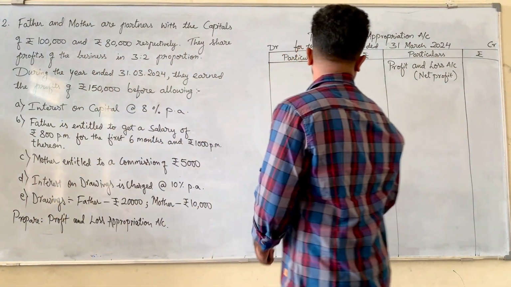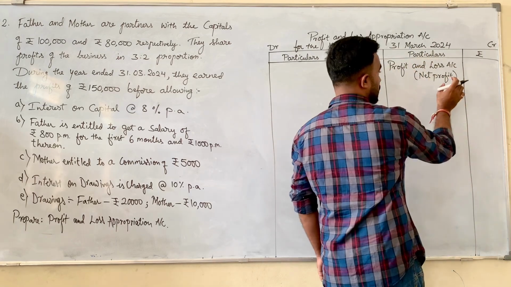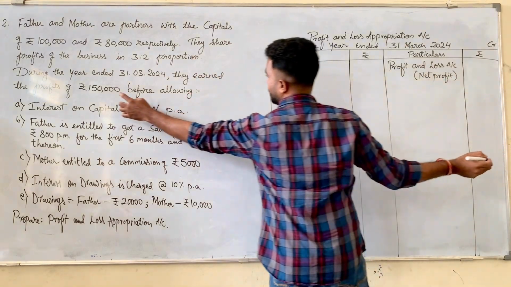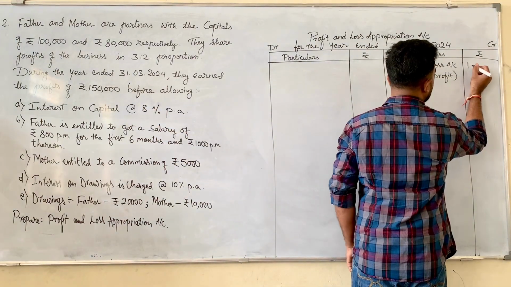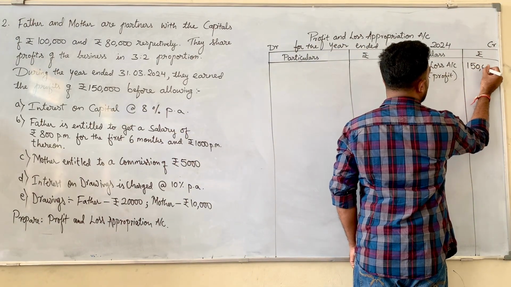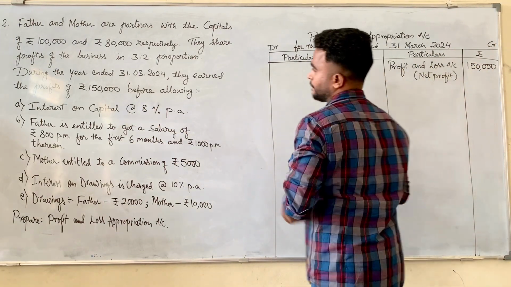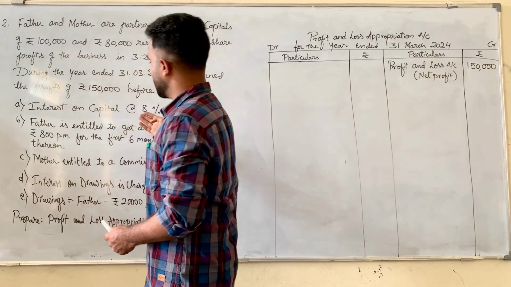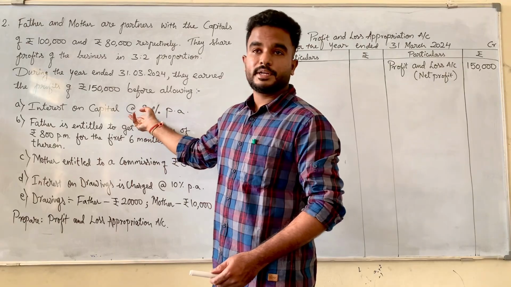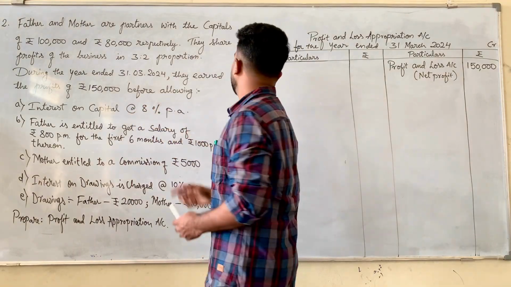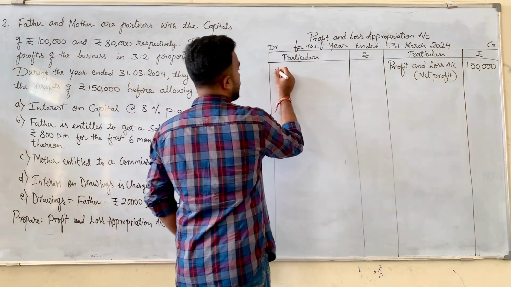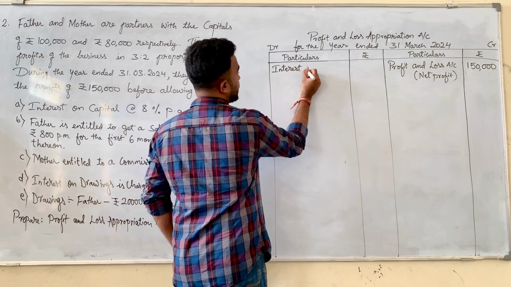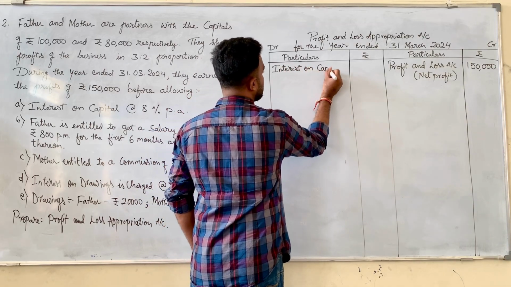Profit and loss appropriation account starts with profit and loss account, net profit. How much net profit did they earn during the year? 1,50,000. Okay. And now they had given interest on capital. We have to allow what? Interest on capital. At what rate? 8% per annum. Okay, interest on capital will be given on which side? Debit side. Interest on capital.